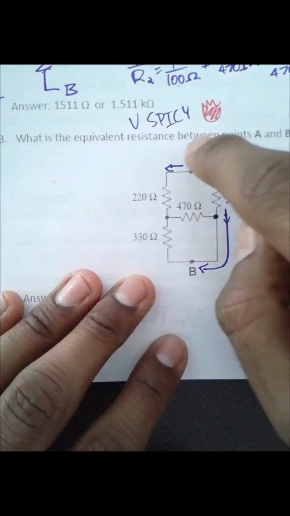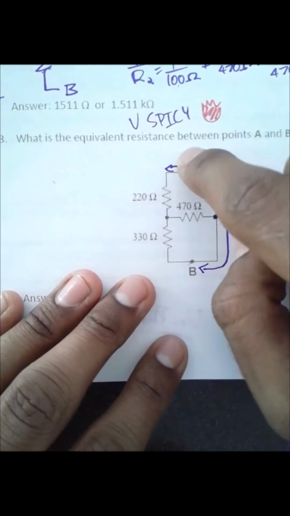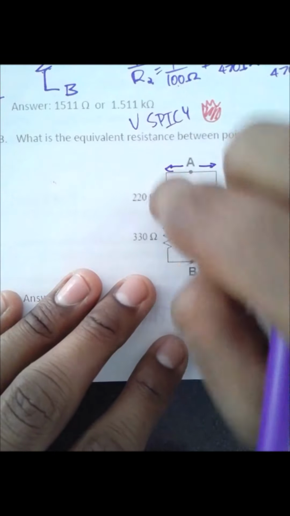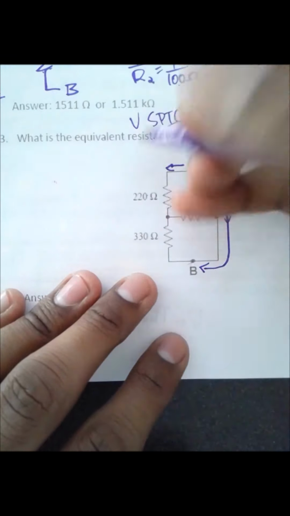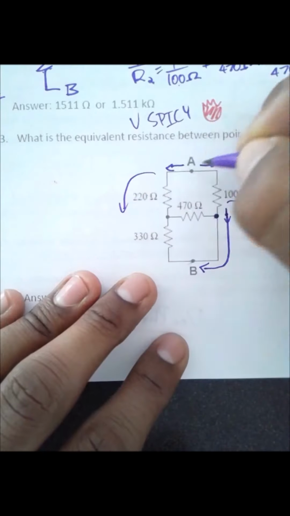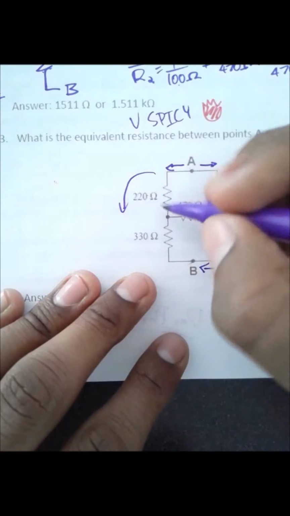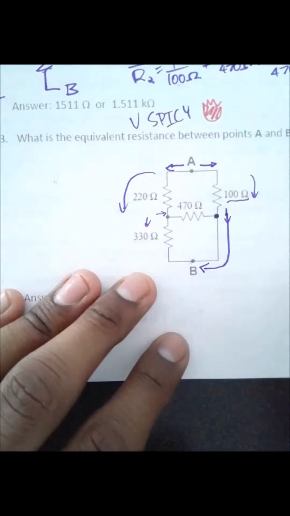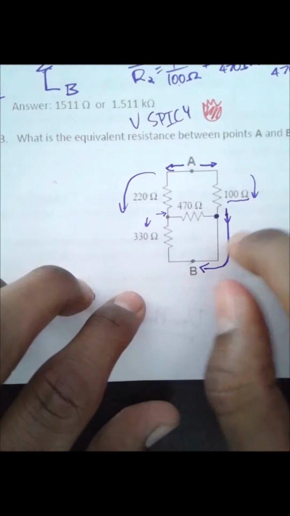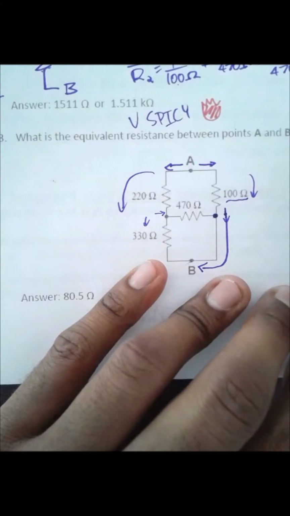Now, what does that mean for the current that goes into this branch? Well, that means the current that's going to go into this branch is going to split. So from here you have some current that travels into the 220 ohm resistor, but that current can then either go into 470 or 330. So in the end, what you really have is something that looks more like this.